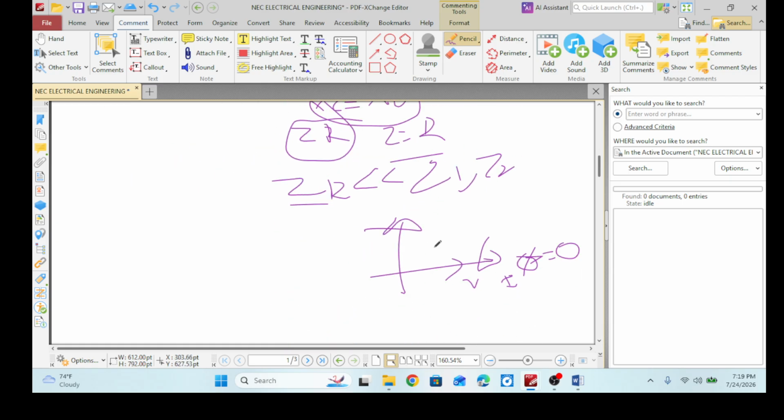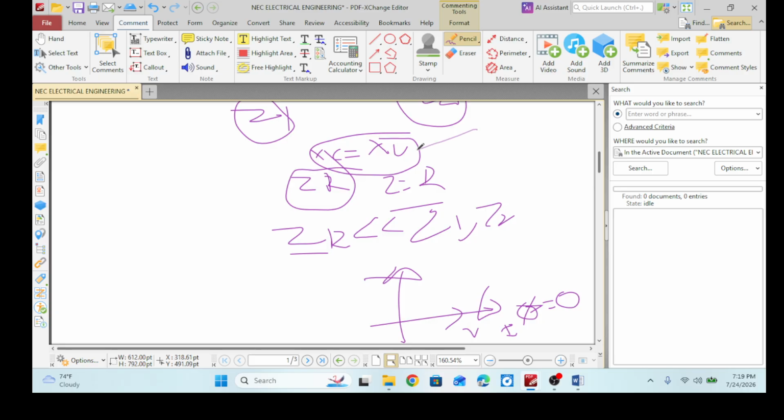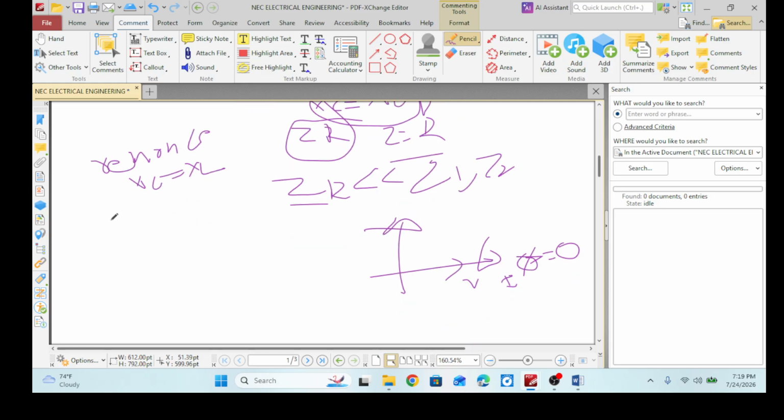So how do these conditions happen? That means at resonance, XC would equal XL, and in this condition Z would be minimum, and current and voltage have phase angle 0. Always remember this.